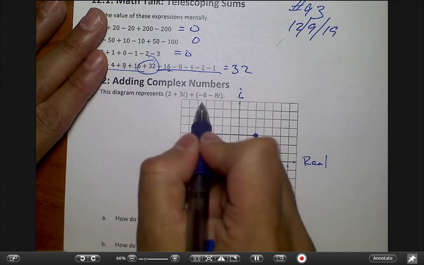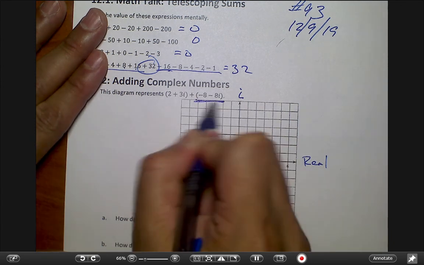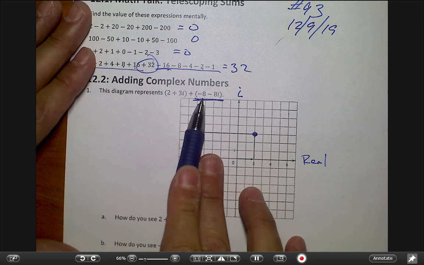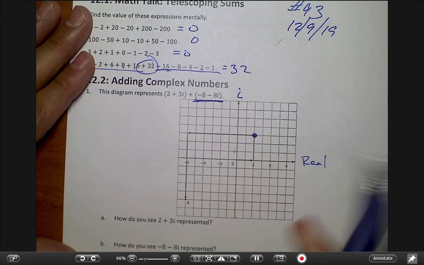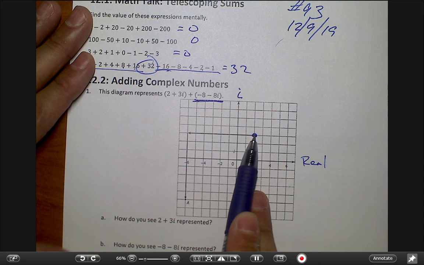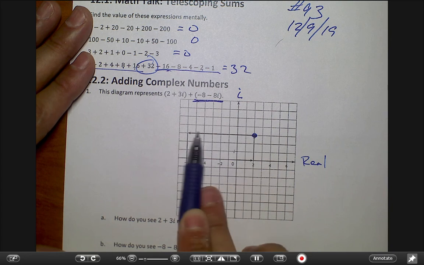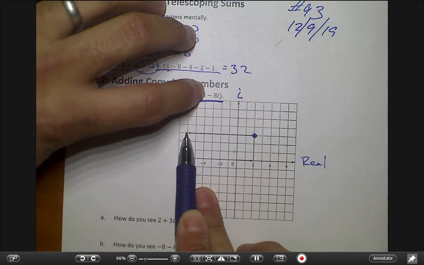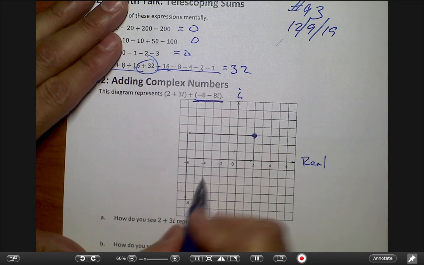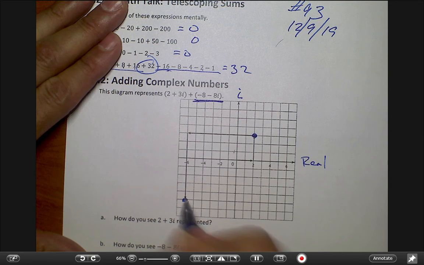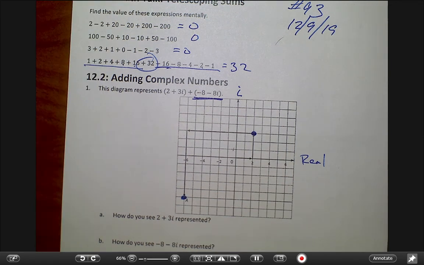And then the next thing, I'm adding this right here. So this minus 8, what does that mean? Left how many? 8. So from this point right here, we're going left 8, and then minus 8i means I'm going down 8. Very good. So down 8 puts me at this point right here. So that's the reason why I was saying it like that when we were going over this on Friday.